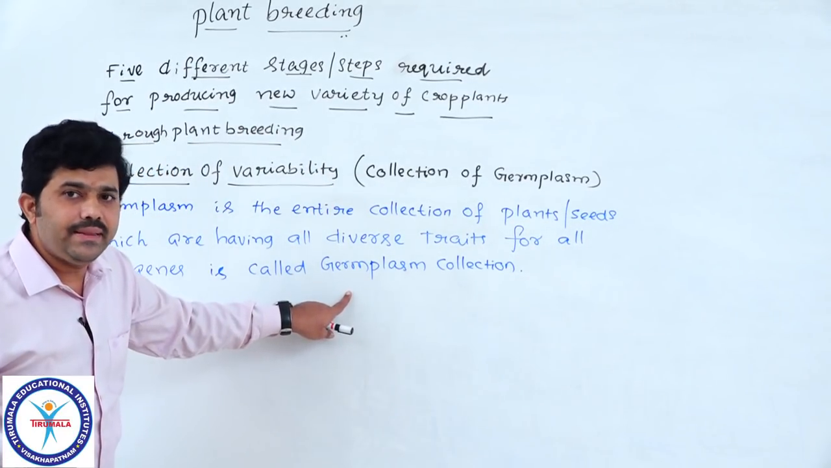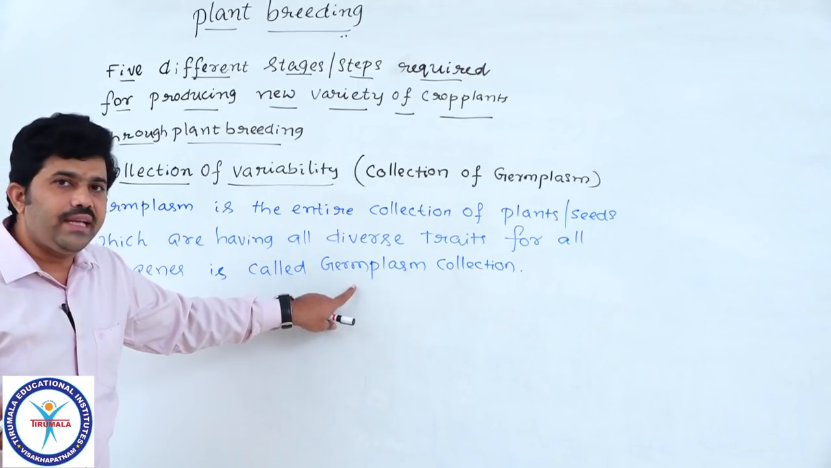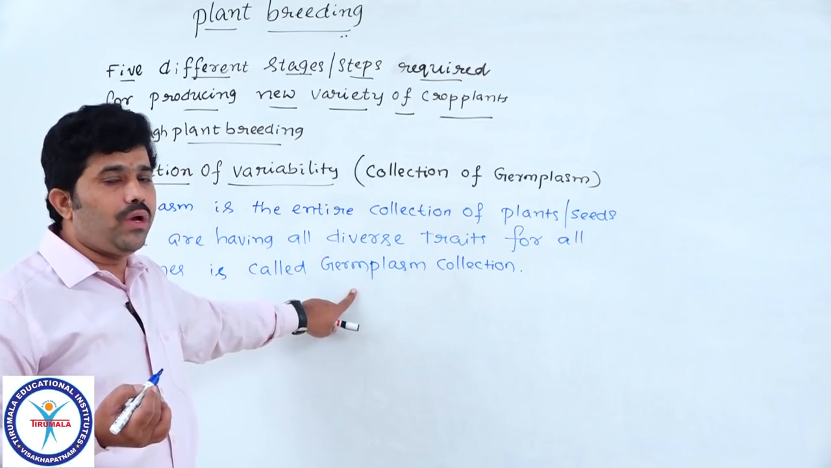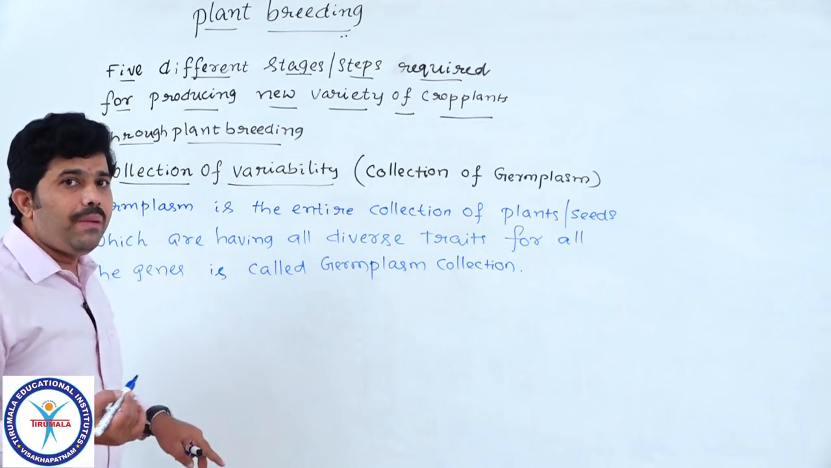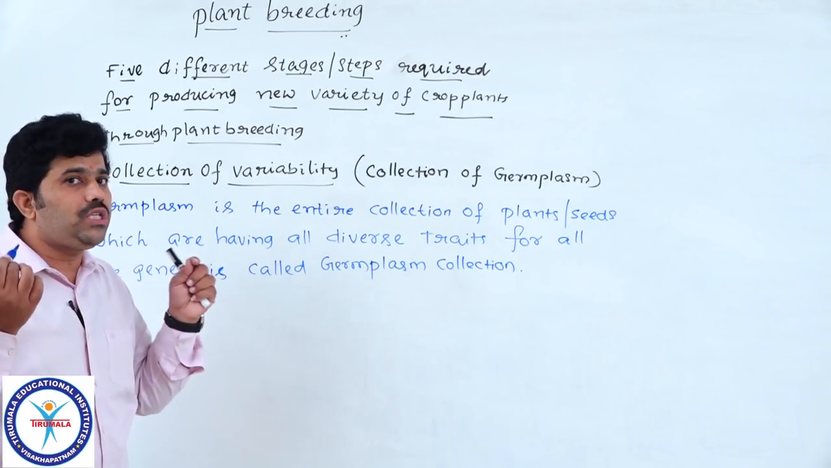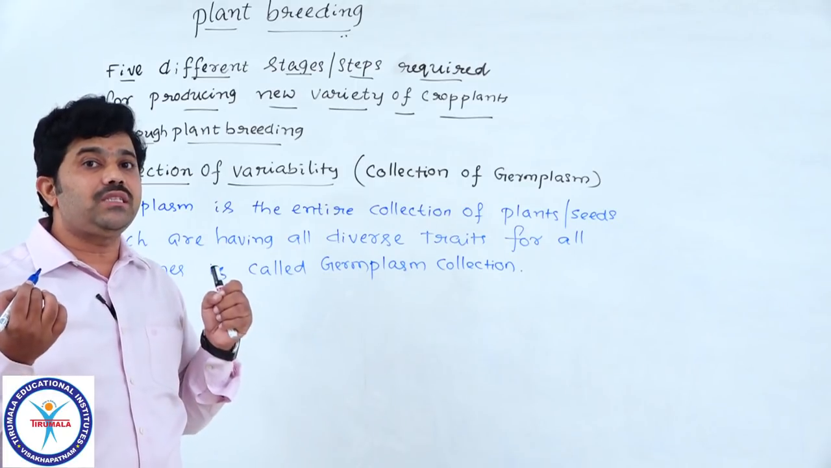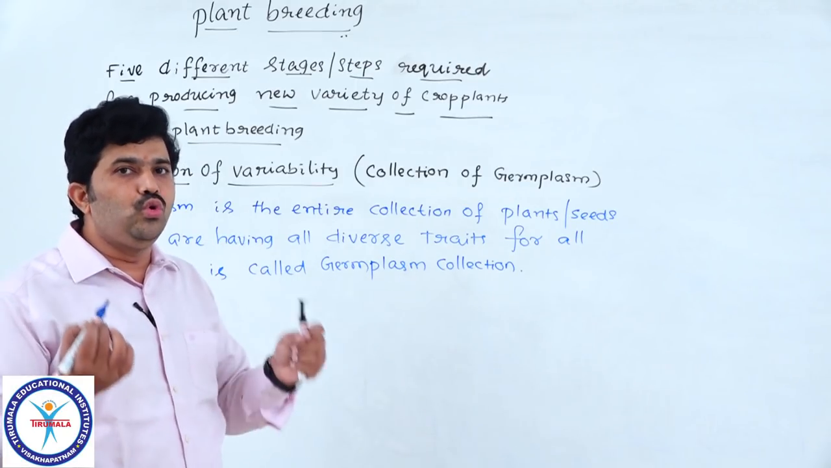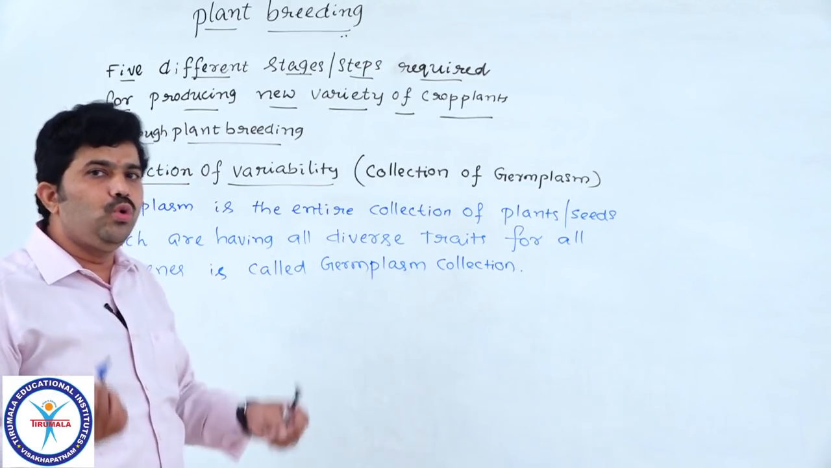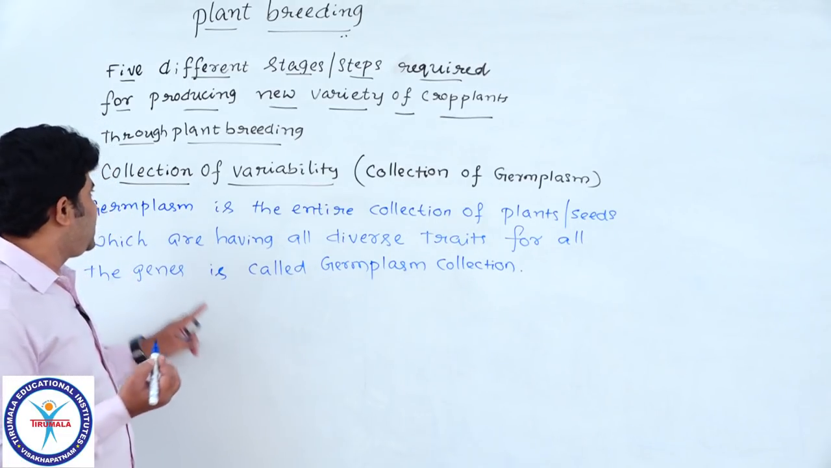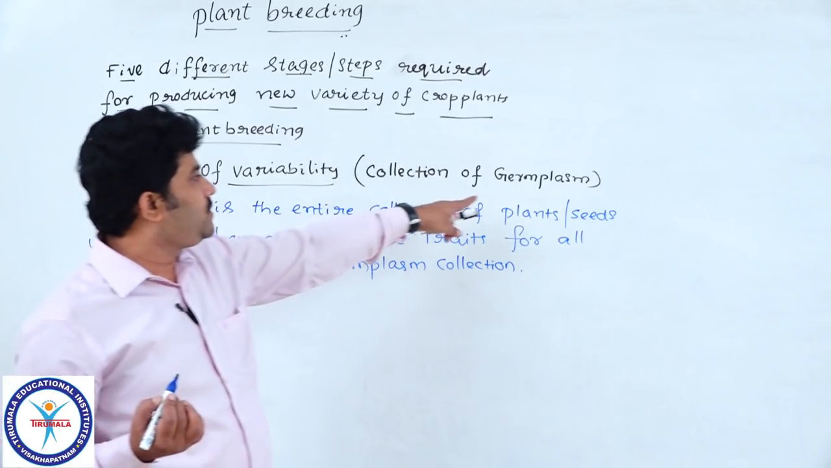Germplasm is nothing but for future use. Whatever genetic information we preserve, we collect for future generations and for implementing the plant breeding program, which is a crucial and very important program for producing various types of crop plants. To do this activity, the initial step of plant breeding is collection of variability, or collection of germplasm.